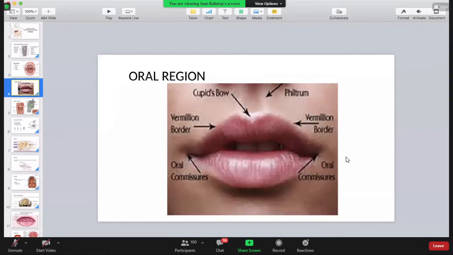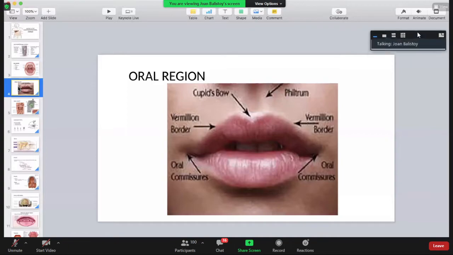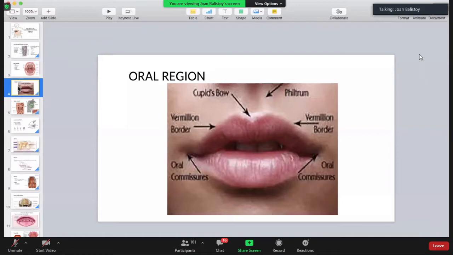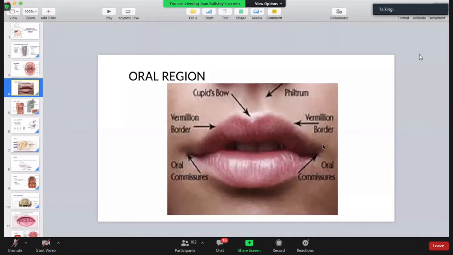The lips is a mobile musculofibrous fold surrounding the mouth. And all of us know where the lip is. Its action is to grasp food, to suck liquids, to keep food out of your oral vestibule, and to form speech as well as osculation. And these are the parts that you should be able to know: starting with the philtrum, the Cupid's bow, the vermilion border, and the oral commissure. So you should be able to know these parts of the lips.